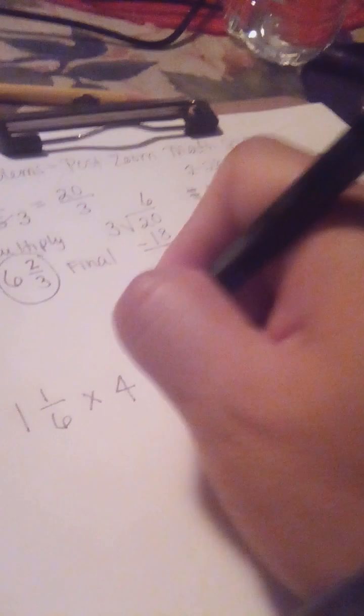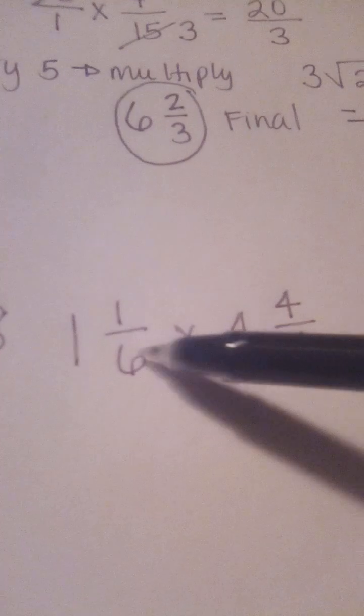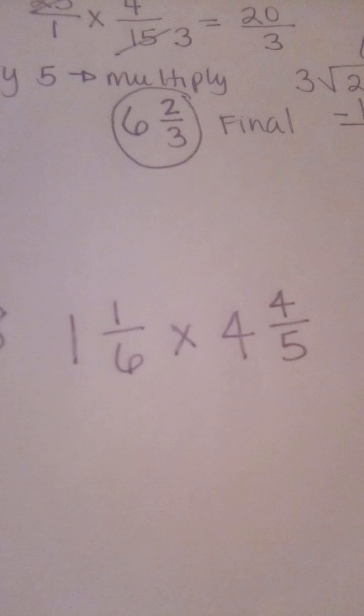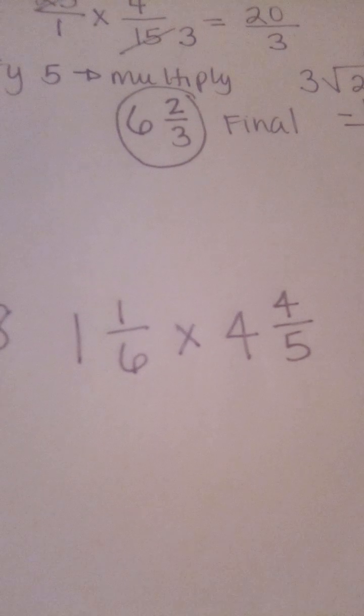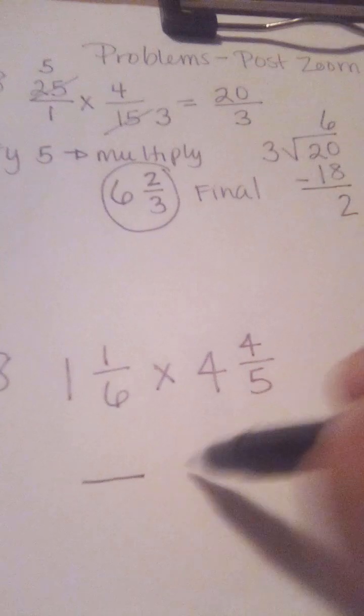Okay, now the next problem is on page 3, number 8. 1 and 1/6 multiplied by 4 and 4/5. Okay, see the problem? All right. Now, in order to clean this up a little bit, what do we do with these mixed numbers? We turn them into improper fractions.